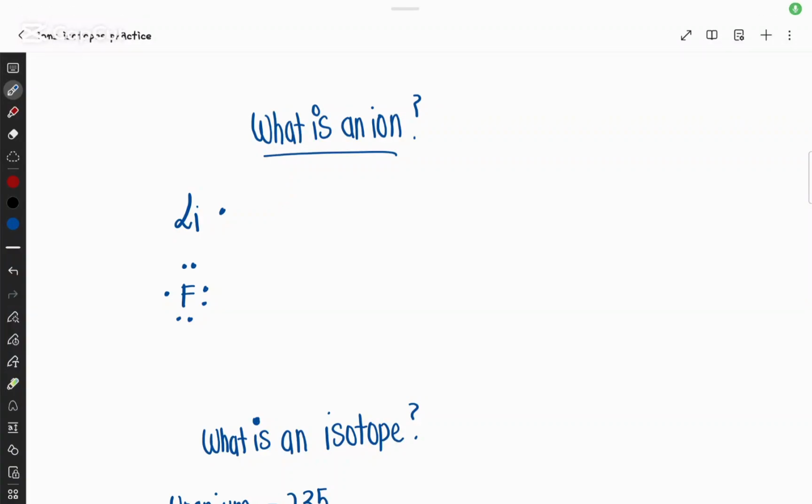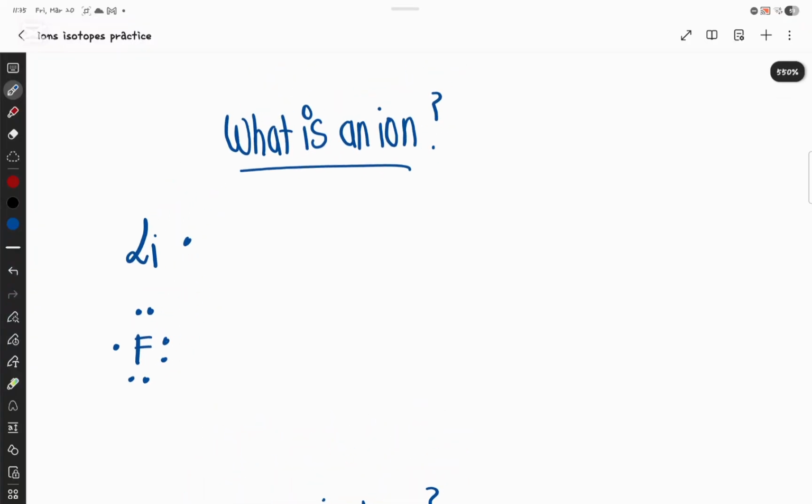This is the seventh lesson of iBuddy Science, and it will be about ions and isotopes. So let's cover what an ion is.